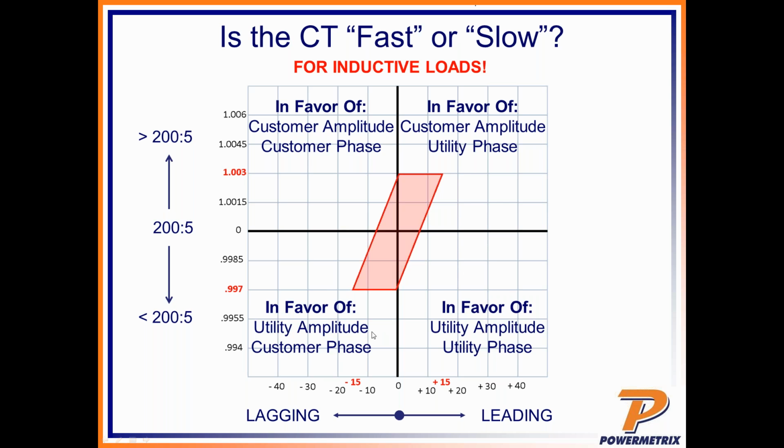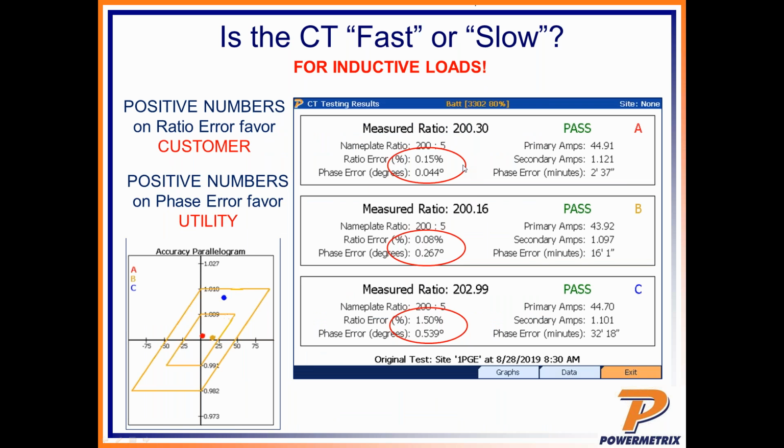And then it just kind of goes around, right? If you come down in this quadrant, you've got in favor of the utility on the amplitude and the customer on the phase, okay? So is the CT fast or slow? This is a good slide to keep looking at, once I said, for inductive loads. Okay, moving forward. How you can see that on these screens as well, okay?